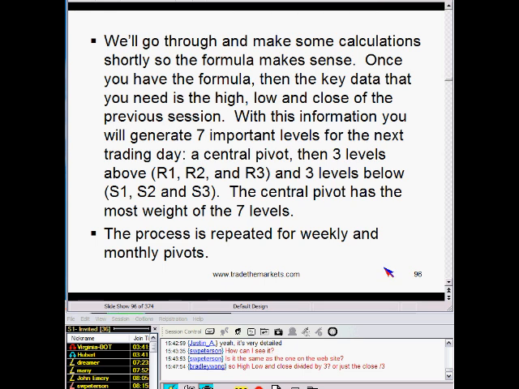So now, once you have the formula, you've got to make sure that you have the right data. The main data that people use is the high-low-close of the regular session or the high-low-close of the overnight session. What I like to do is take the entire 24 hours' worth of data. So I basically use the regular session plus the overnight session.